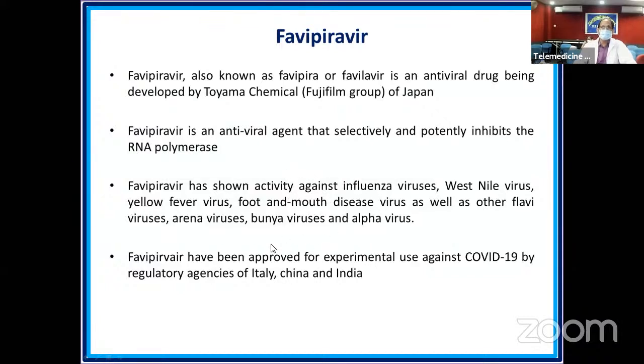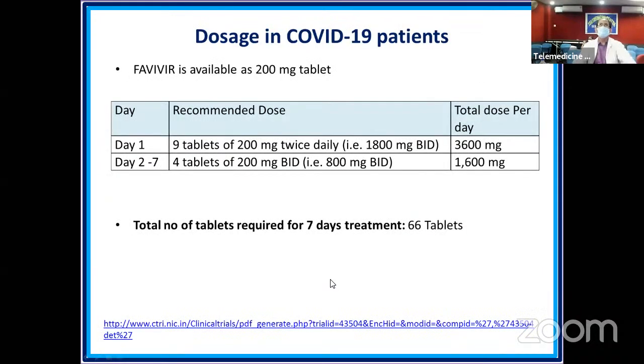Favipiravir has been approved for experimental use against COVID-19 by regulatory agencies of Italy, China, and also in India. The dose is very high. Each tablet contains 200 milligram favipiravir, 9 tablets BD on day 1. So it comes to around 1800 milligram BD on day 1, totally 3600 milligram favipiravir on day 1.